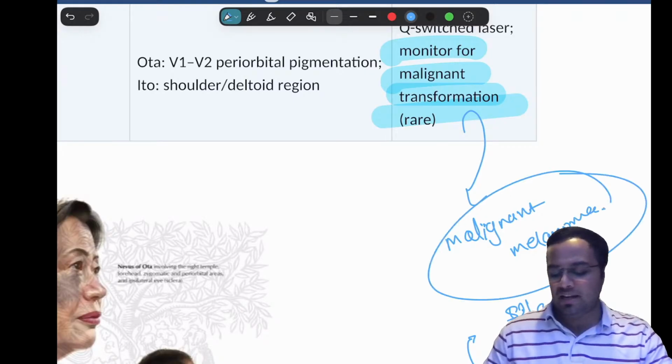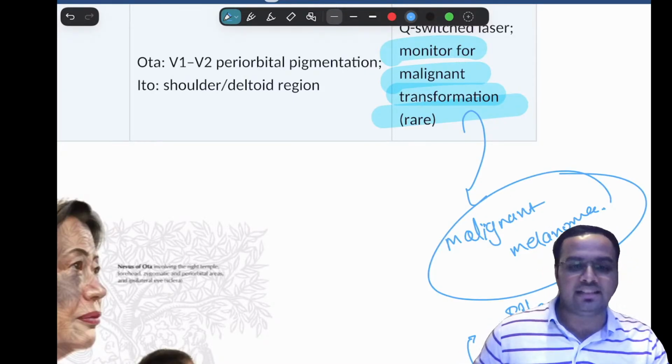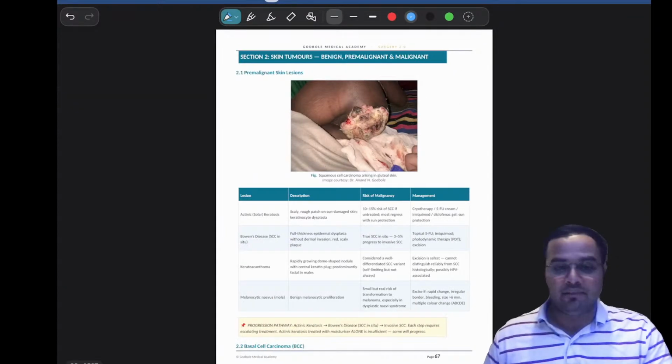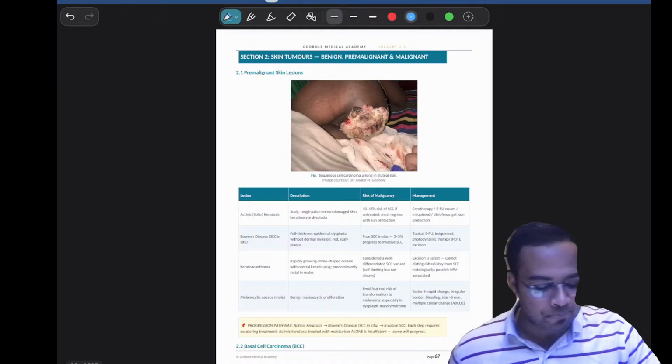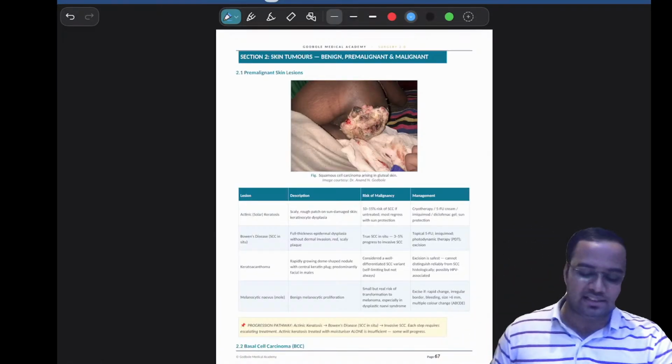So whenever the patient presents with any type of nevus in the body, and if it is increasing in size rapidly, we are going to suspect what is called a melanoma. So now we are going to talk about the skin tumors.